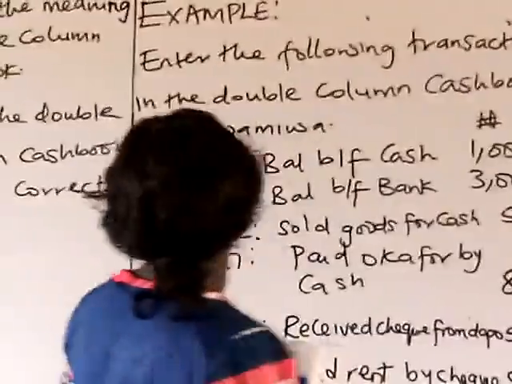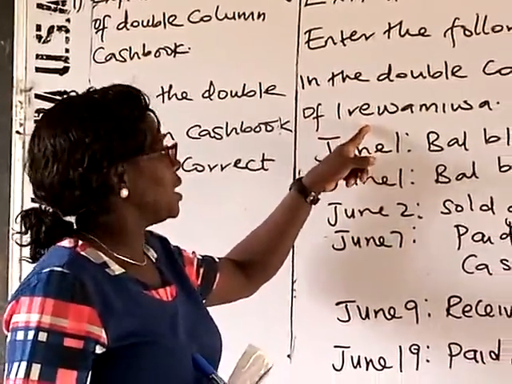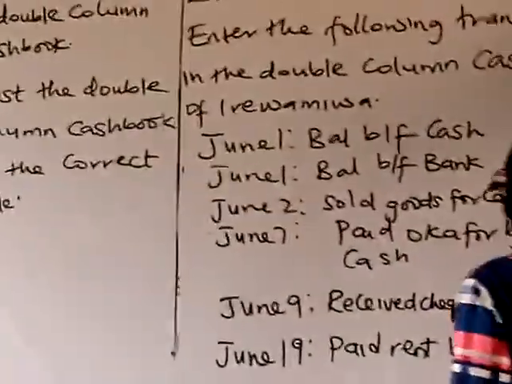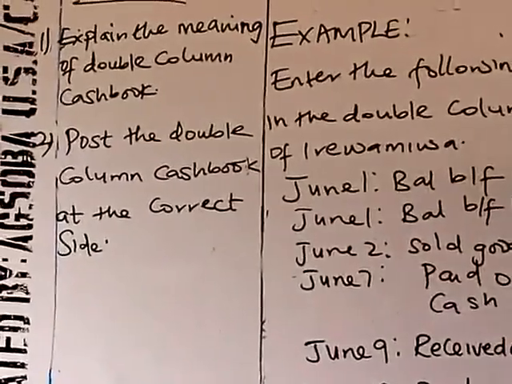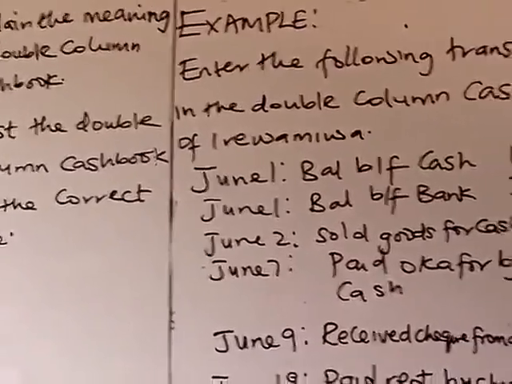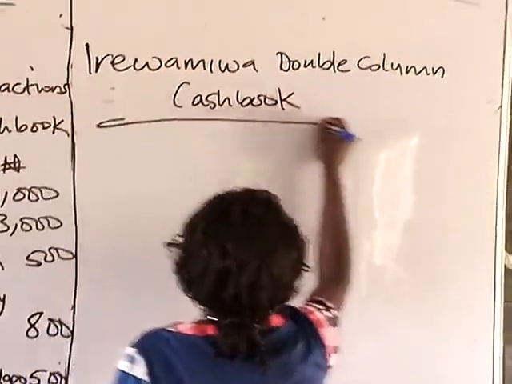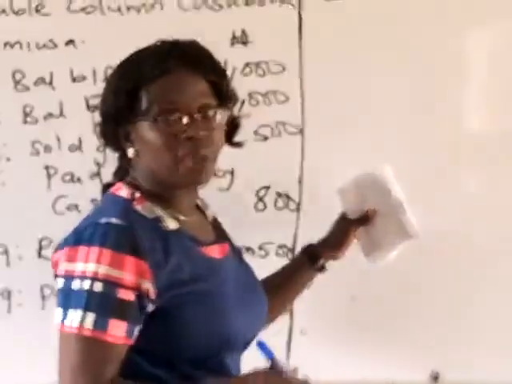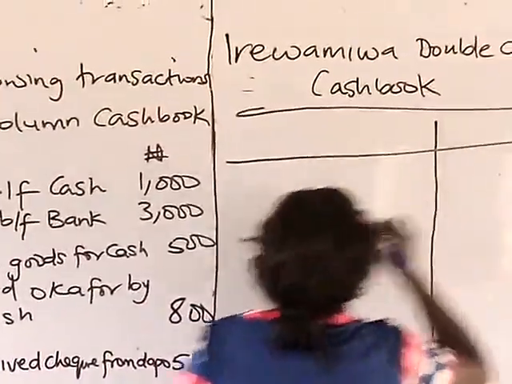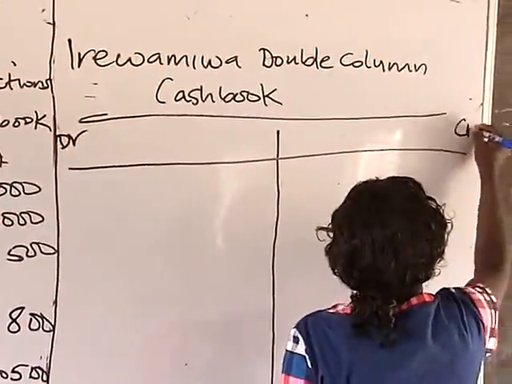When you are given a question like this, the first thing you must do is to look for the name of the account holder. This account is owned by Iremi Wamiri. That's the heading of the solution. Iremi Wamiri double column cash book. Then you underline. After that, you make a T format by making a division. You divide your book into two. The left hand side will indicate the debit side. The right hand side is the credit side.